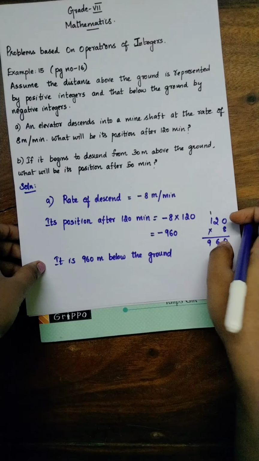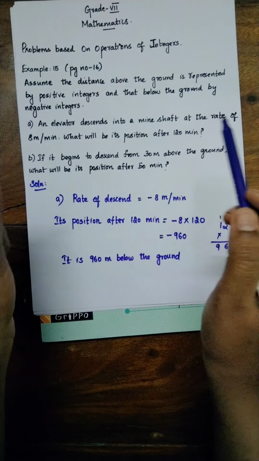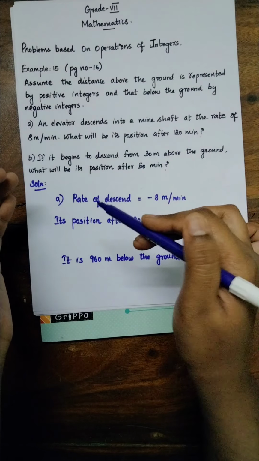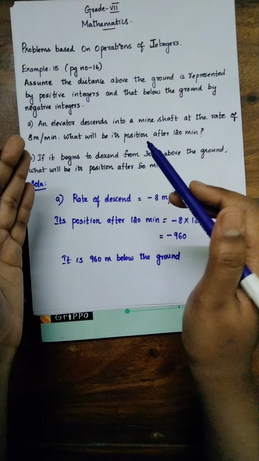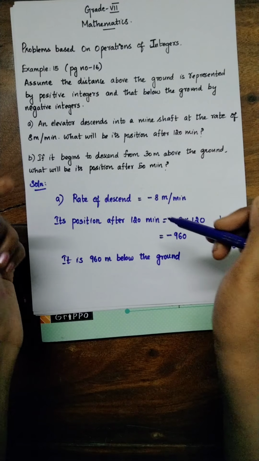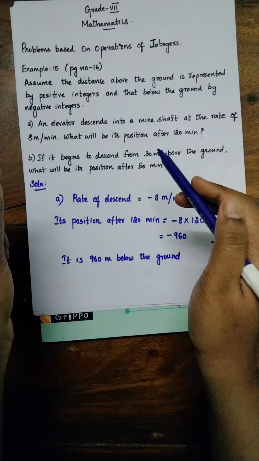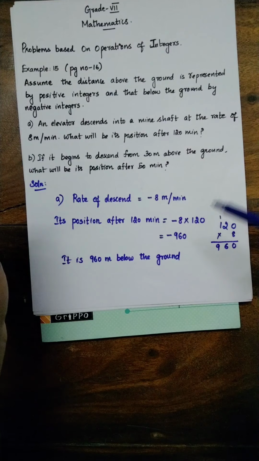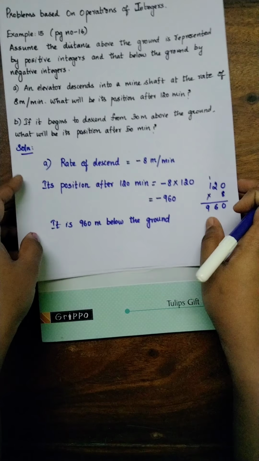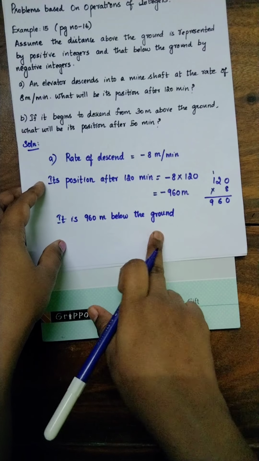Do you all understand this question? They have told an elevator descends into the mine shaft at a rate of 8 meter per minute. What will be its position after 120 minutes? The rate of descent is 8 meter per minute. It is going down, so if it is below the ground we need to mark it by a negative integer. So it is minus 8 meter per minute. Next we find its position after 120 minutes. So minus 8 into 120 is minus 960 meter. So our answer is, it is 960 meter below the ground.